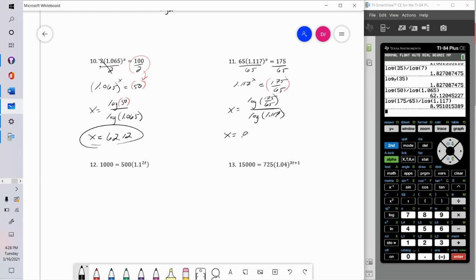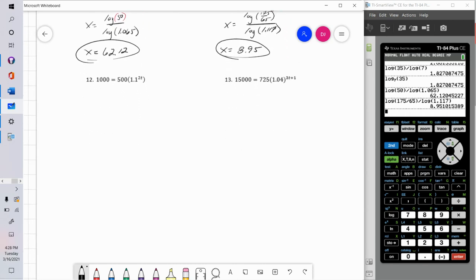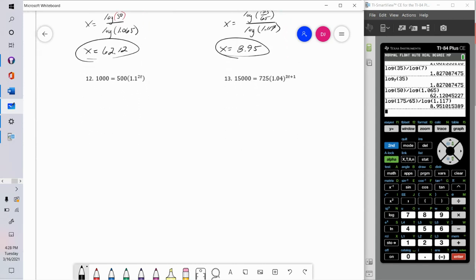X would be 8.95. Okay. So number 12, the only thing I've got different now in number 12 and 13, these are the last two we're going to look at today, is my exponent, I made a slight change. Instead of just an exponent of x or an exponent of t, I've got 2t and 3t plus 1. So same thing, divide both sides by the 500 first.